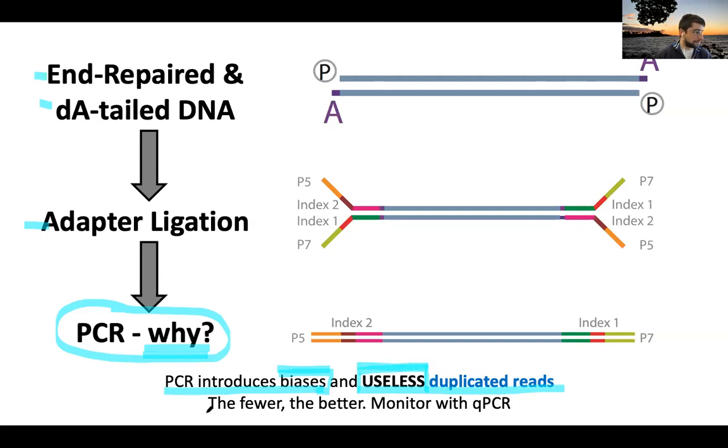So if you have to do the PCR, then go ahead and do it, but the fewer PCR cycles, the better. There's also the possibility to monitor with qPCR what is just the right number of PCR cycles that you need to have enough material for the Illumina sequencing machine, but not so many as to create too many duplicated reads and a lot of PCR biases.